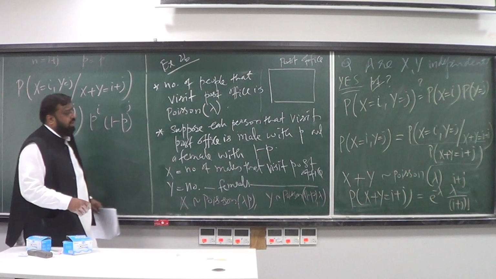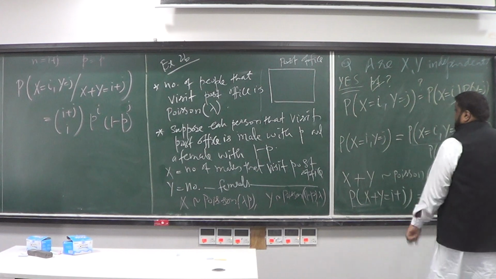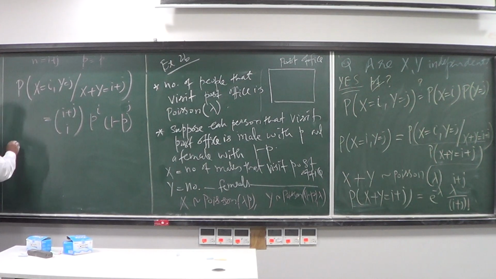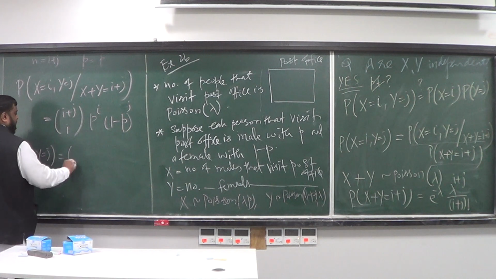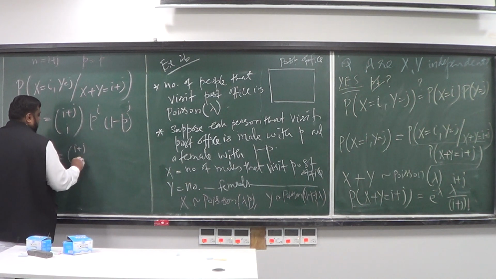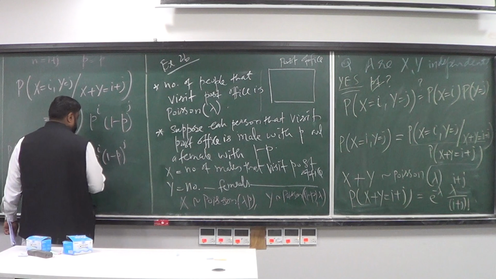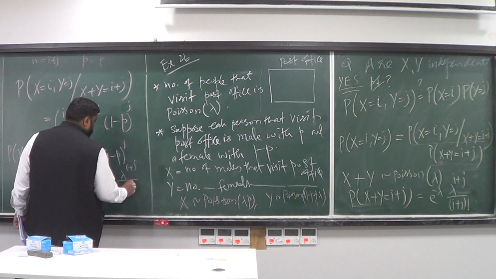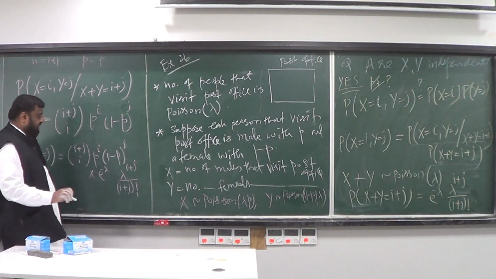Now once you know these two probabilities, I can write this probability explicitly. The probability that x is i and y is j is going to be i plus j choose i, times p to the i, times 1 minus p to the j, times e to the minus lambda, lambda power i plus j, everything divided by i plus j factorial. So this is what is going to be the case.